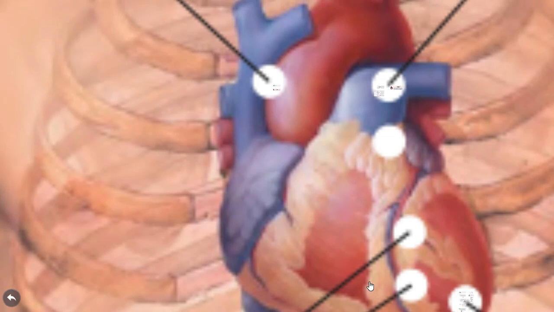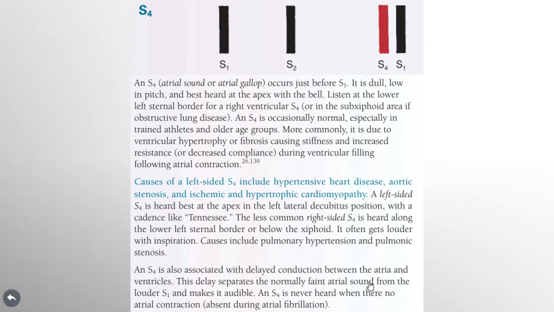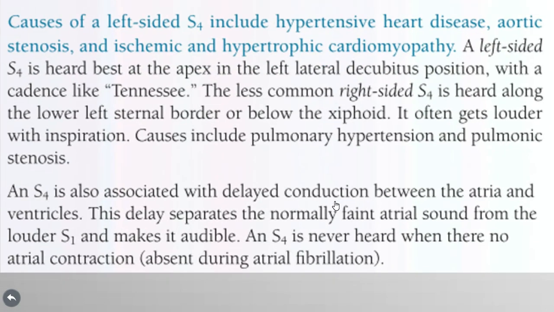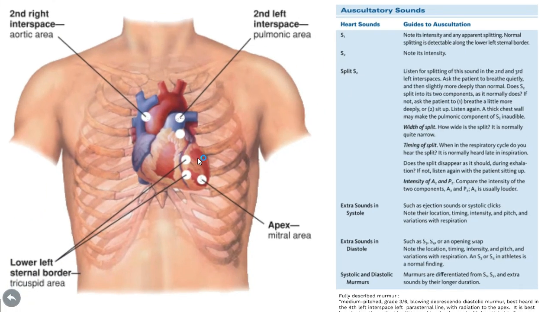About the S4, where do you think you can appreciate the S4? Oh, same thing, the mitral valve area. It is heard just before the S1. The most common causes, as already mentioned before, are hypertensive heart disease, aortic stenosis, ischemic heart disease, and hypertrophic cardiomyopathy. There is also a right-sided S4, which is heard along the lower left sternal border or below the xiphoid area.